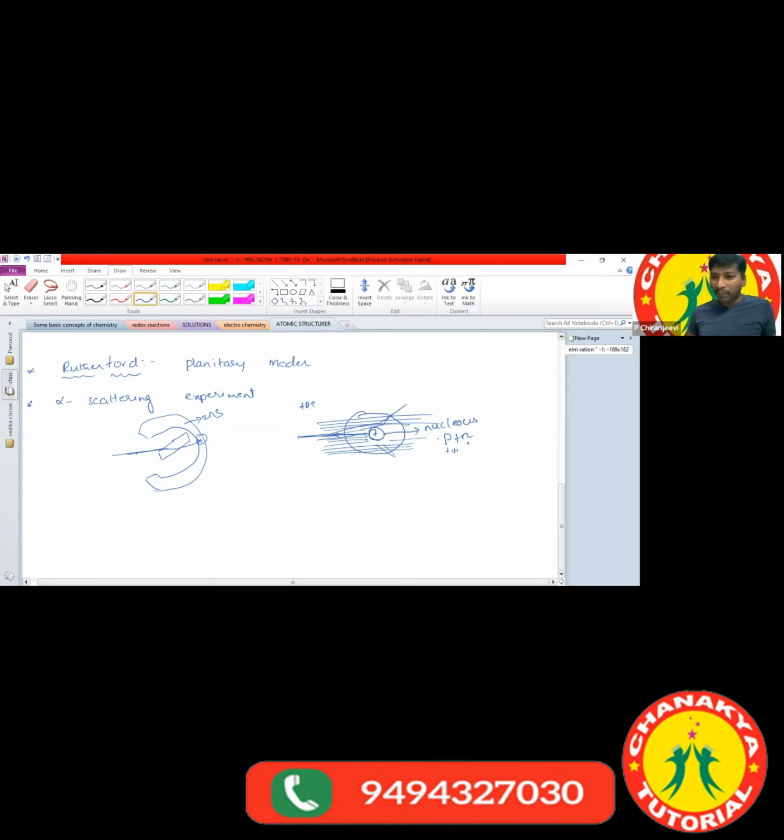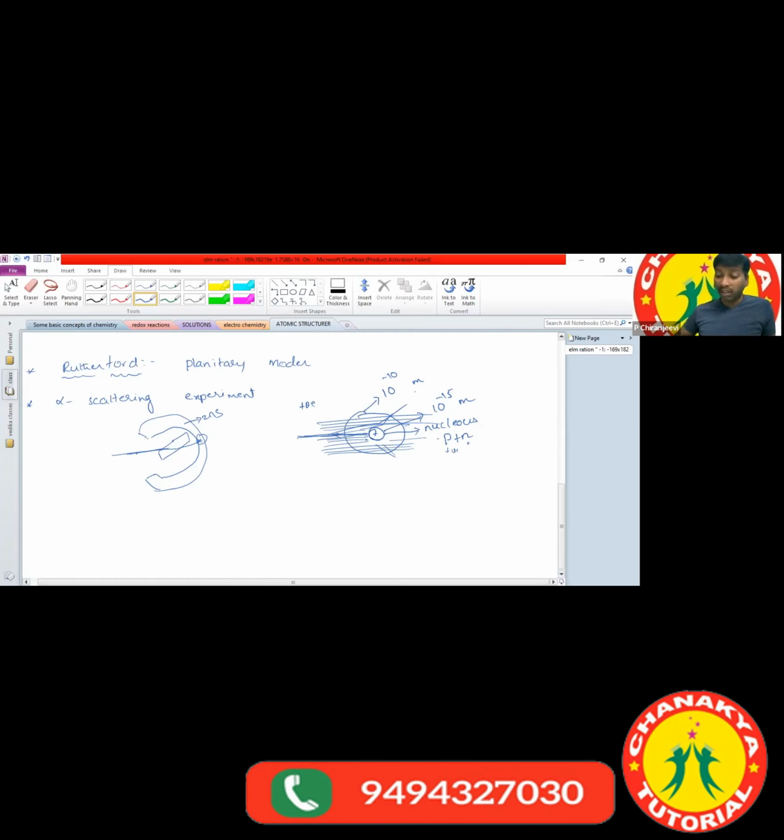Now you got the clarity? All of you? Okay, based on that, what is the size of the atom? The atom size is 10 power minus 10 meters. And the size of the nucleus in an atom is 10 power minus 15 meters.